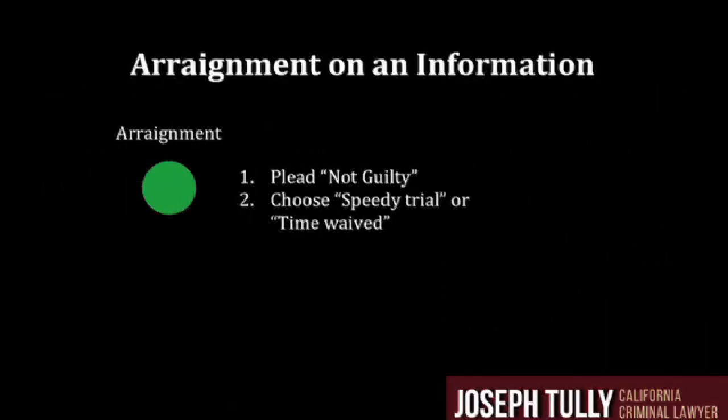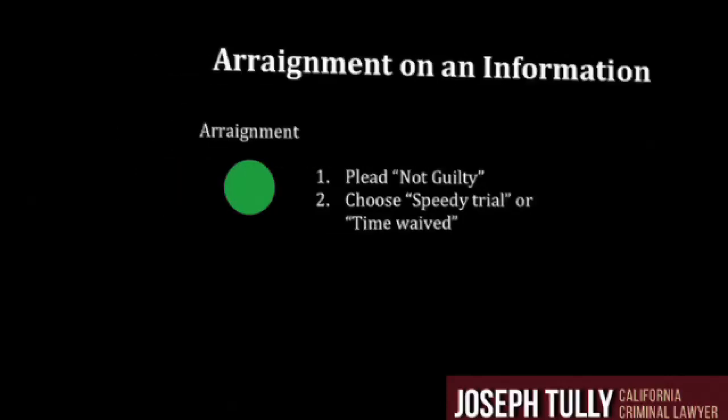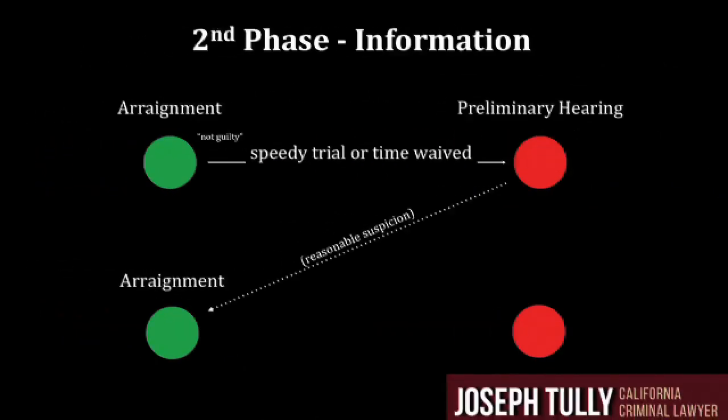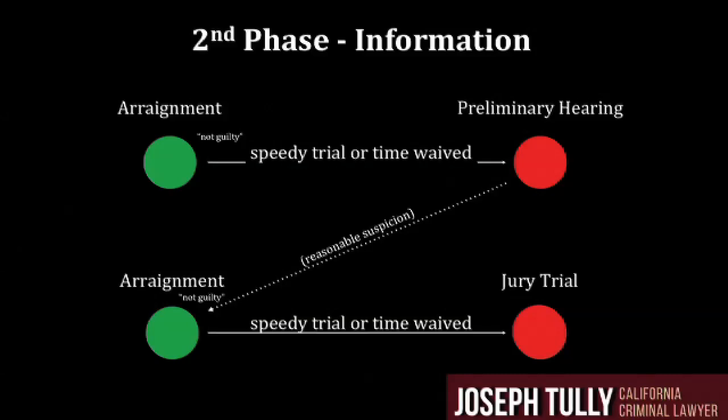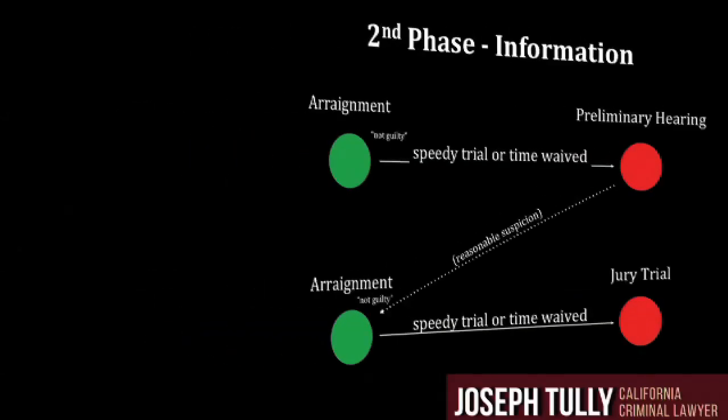Phase 2, just like phase 1, starts at an arraignment. And just like in phase 1, you plead not guilty and you choose speedy trial or time waived. The difference is, at the end of the second phase of a felony case, instead of there being a preliminary hearing, there's a jury trial. So you have a start at arraignment, a stop at a preliminary hearing, a start at an arraignment, and a stop at a jury trial.